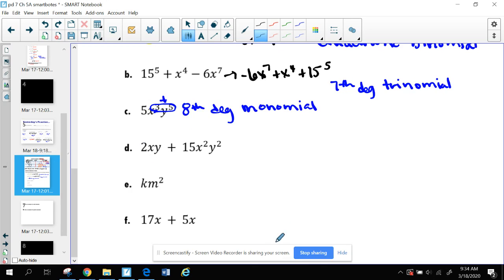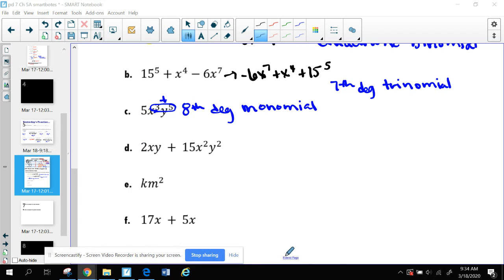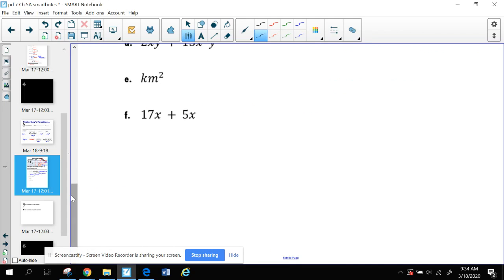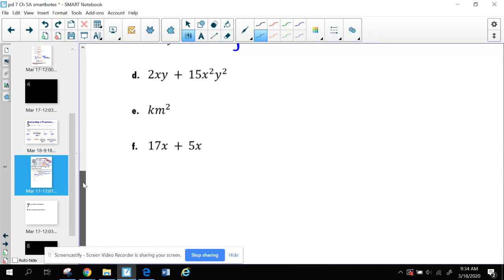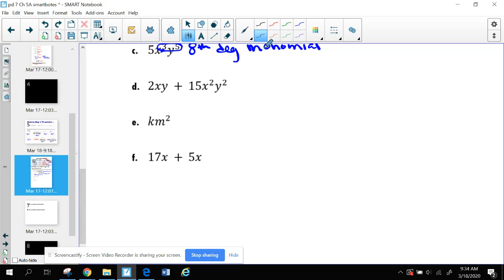Take a look at D. On D, I'm going to slide this up a little bit. On D, we have to rewrite that. That's not quite in standard form yet. So this has a degree of 4 because we have to add those together. This has a degree of 2. So I need to rewrite this one.